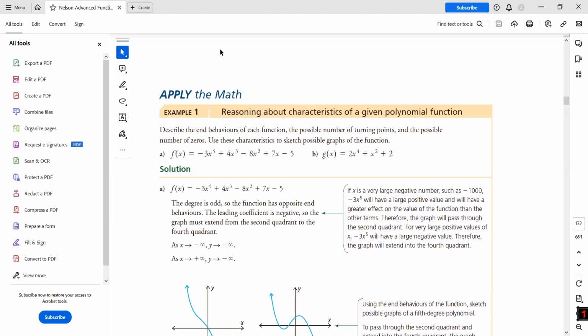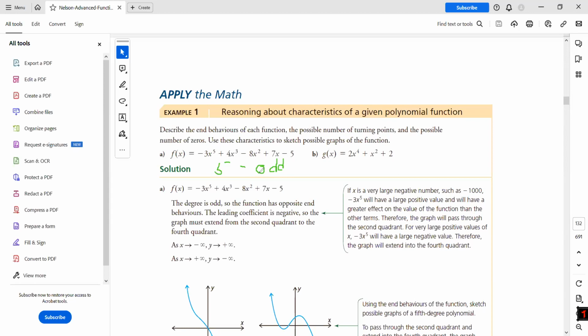First things first, I noticed that it's written in a decreasing sequence of the exponent, and my greatest exponent is 5. And what is 5? 5 is odd. The degree is odd, so the function has opposite end behaviors. One side negative infinity, one side positive infinity.